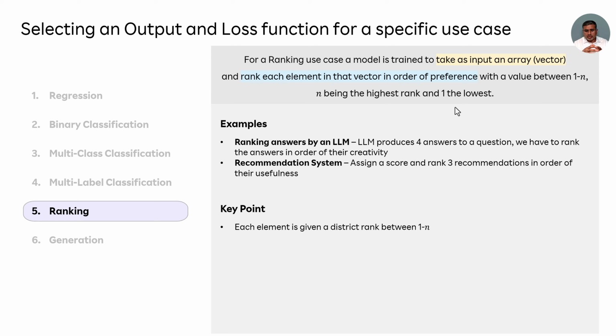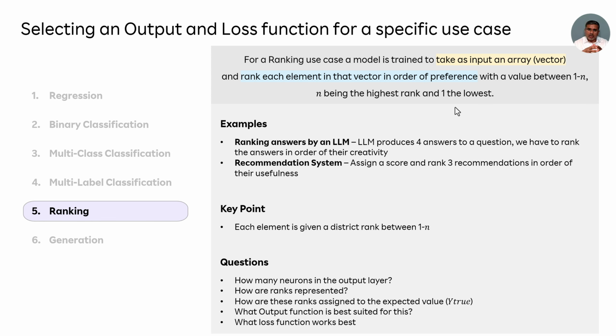Now, the key point to remember here is that each element in our array is given a rank between 1 and n. Okay. Now, obvious questions. How many neurons do you think are there in the output layer? First of all, because you're doing ranking, you also need to know how ranks are represented, what would be the right output function, and what would be a good loss function. Now, let's look at that.